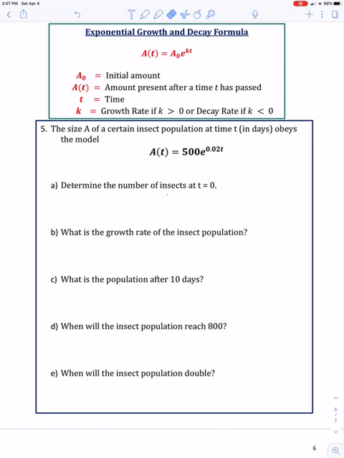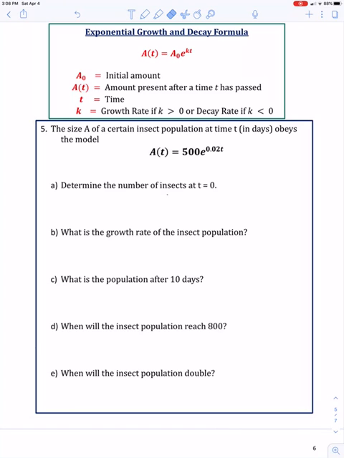Now A sub 0 would be the initial amount, so what we started with initially at time t equals 0, times e, so it's a natural exponential model like we have with our compound interest continuously model, raised to a power of k times t. Now k represents your rate. So we have a growth rate if k is positive. We have a decay rate if k is a negative number.